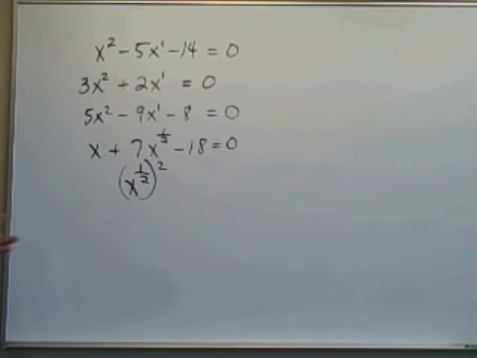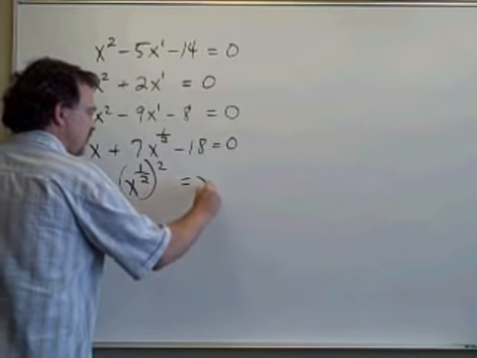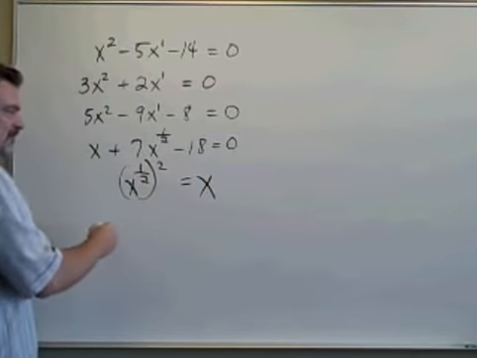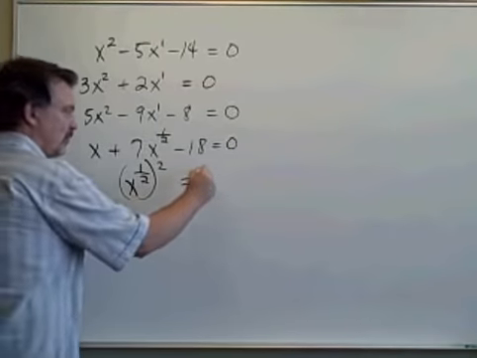Do you remember your rules of exponents? When you take a power to a power, what do you do with the exponents? We don't add them, we multiply them. So this would be x, 1/2 times 2 is 1.